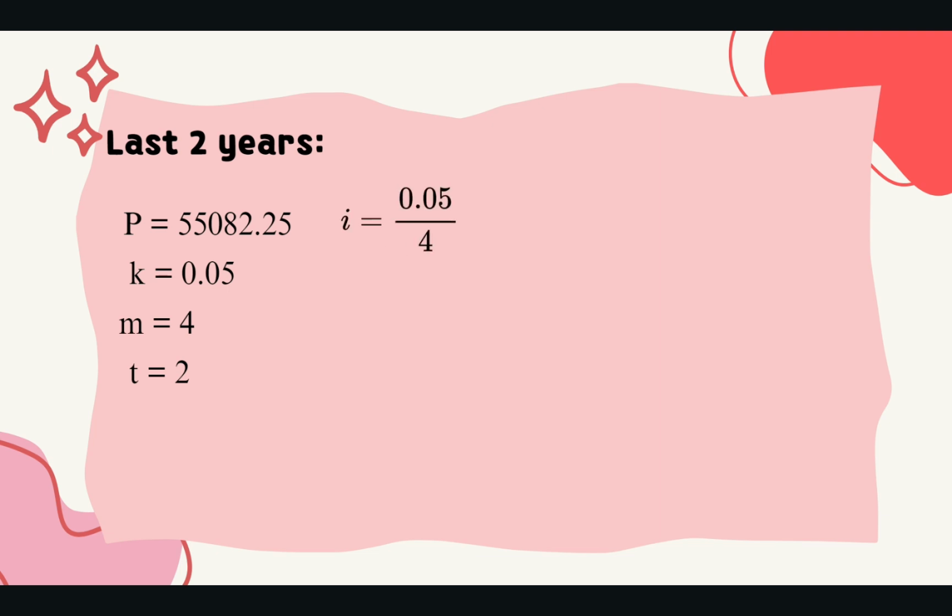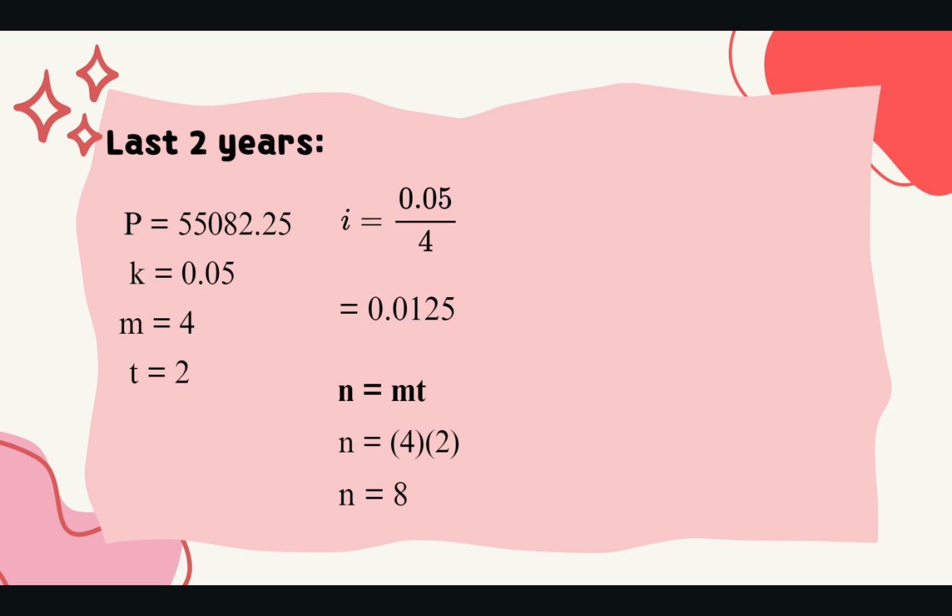Now, on to the last step. Let's gather all the information of the bank first. Principal value equals 55082.25. For the interest, K, it will change from 4.85% to 5%. Next, M as 4 because it is compounded quarterly. T is 2 years. And for I, it is 0.05 divided by 4, and the answer is 0.0125. Next, the value of N, which is 4 times 2, equals 8.